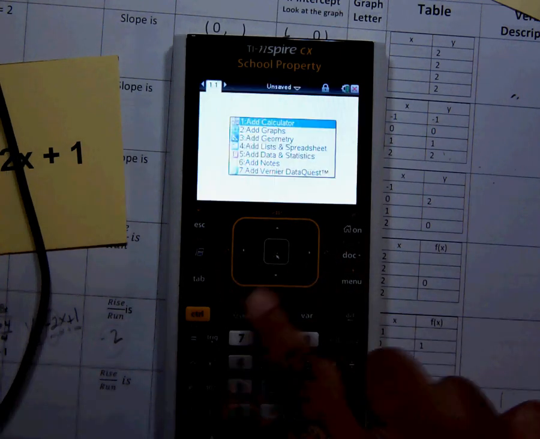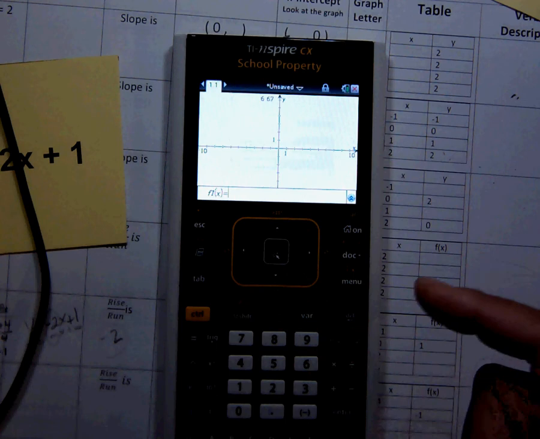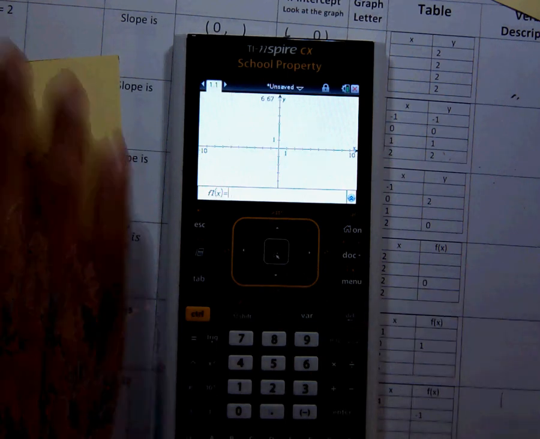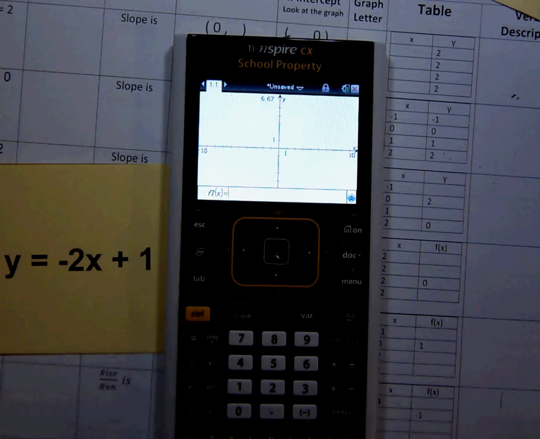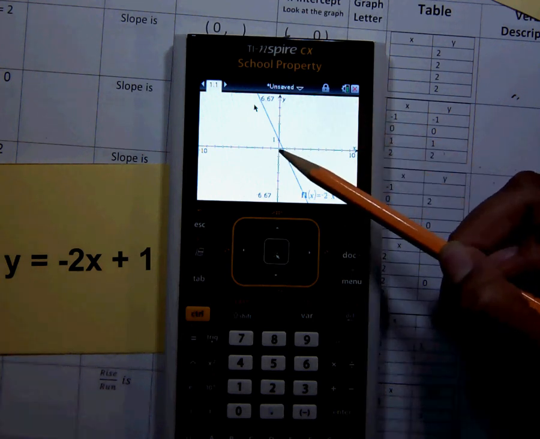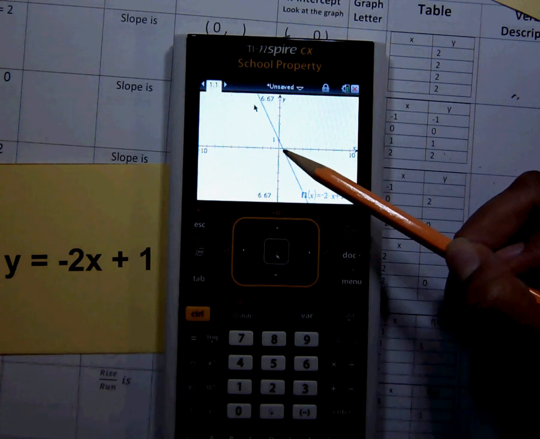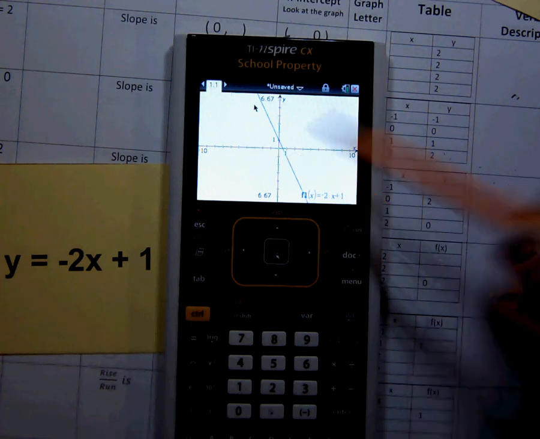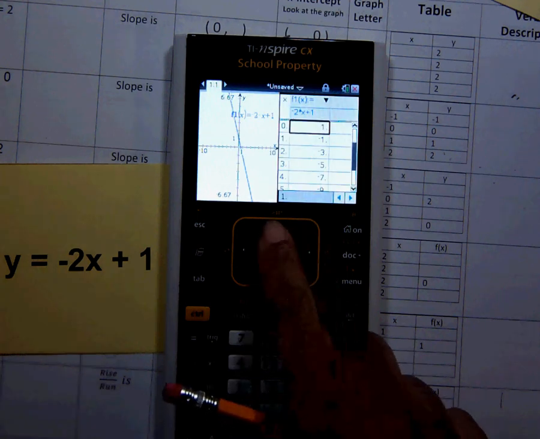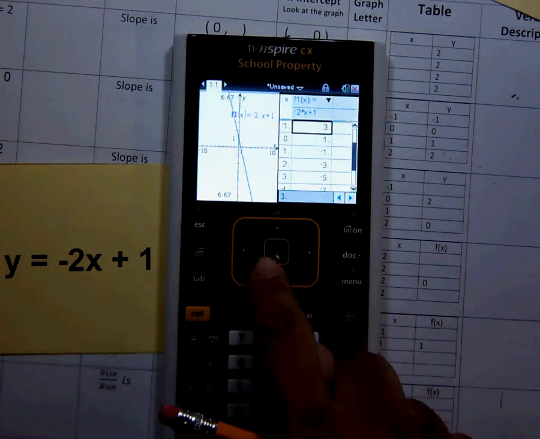So, 1, add a graph. Okay, I'm going to type in this negative 2x plus 1 here, because that's what we got for this problem. Press enter. And I see again, even on this graph, it goes right through 0 and 1, right there. So maybe it is 1/2. But I hit Control T, and I noticed that I need to find the 0.